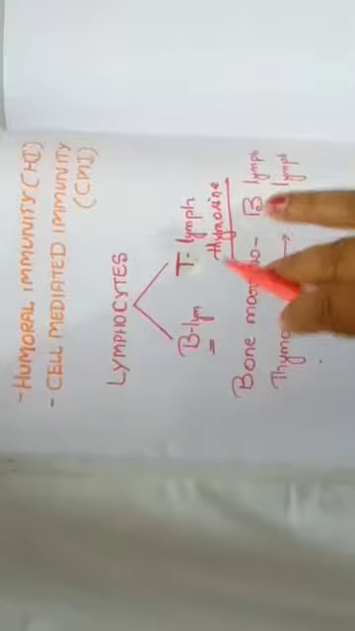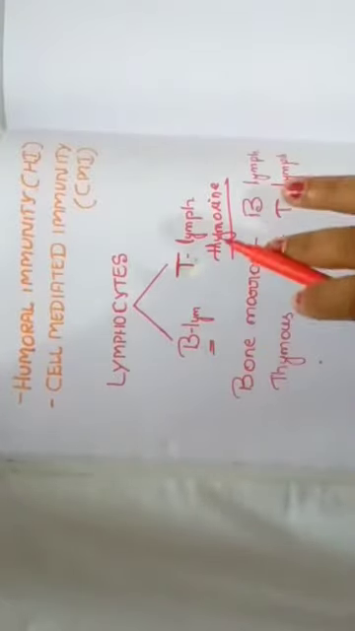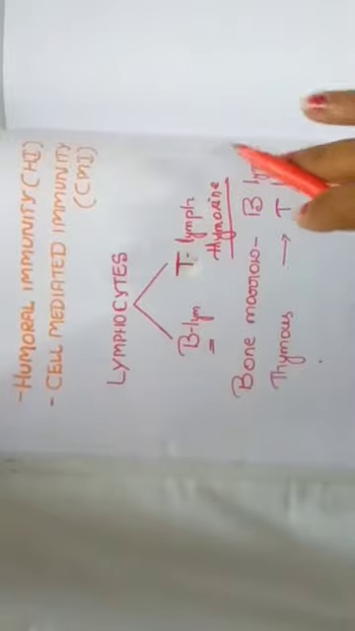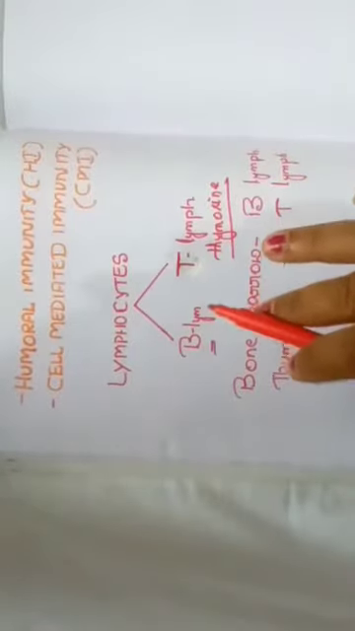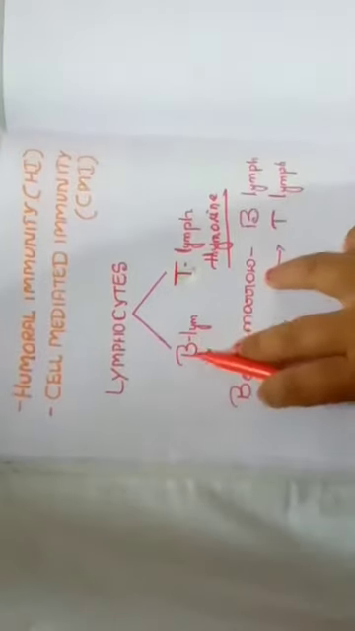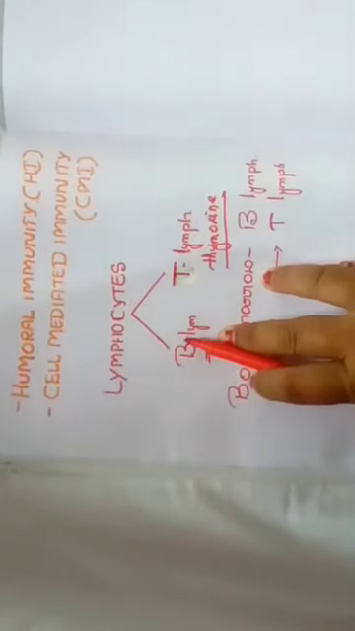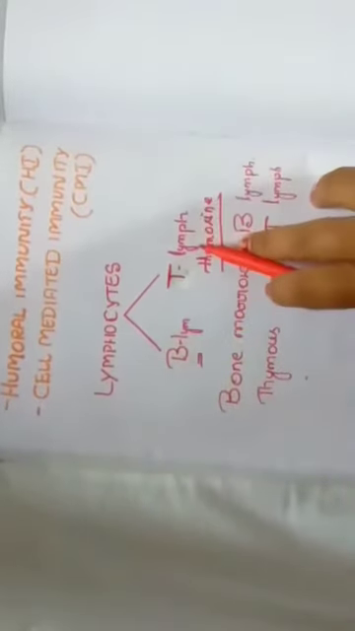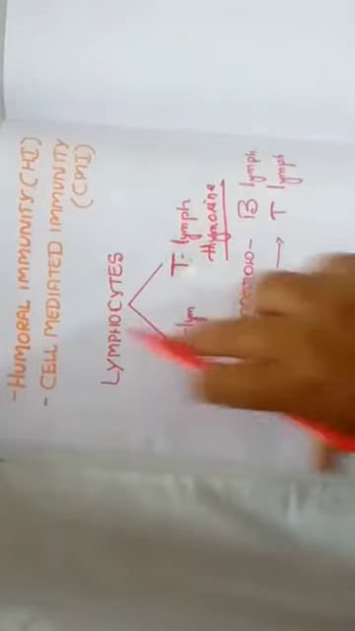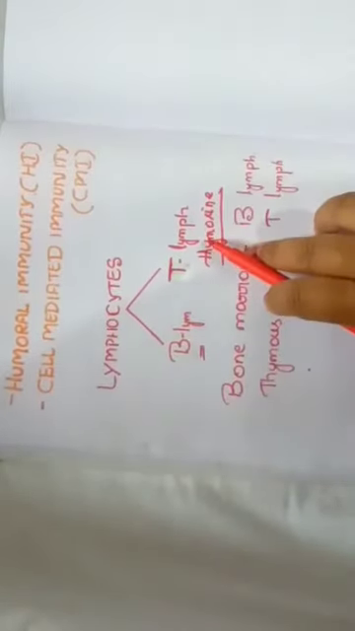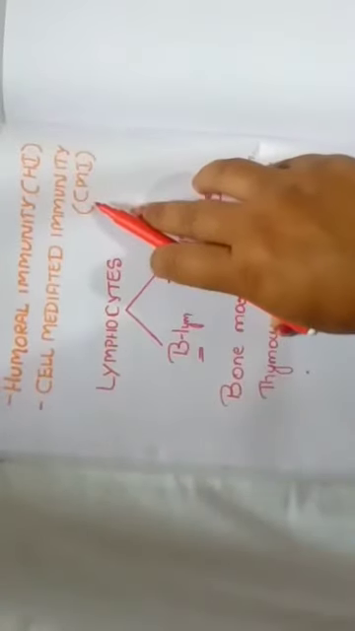So basically, immunity can be of two types: humoral immunity and cell mediated immunity. Broadly speaking, humoral immunity is offered by the B lymphocytes, and cell mediated immunity is offered by the T lymphocytes. With this introduction, I repeat once again, the B lymphocytes offer humoral immunity and the T lymphocytes offer cell mediated immunity.